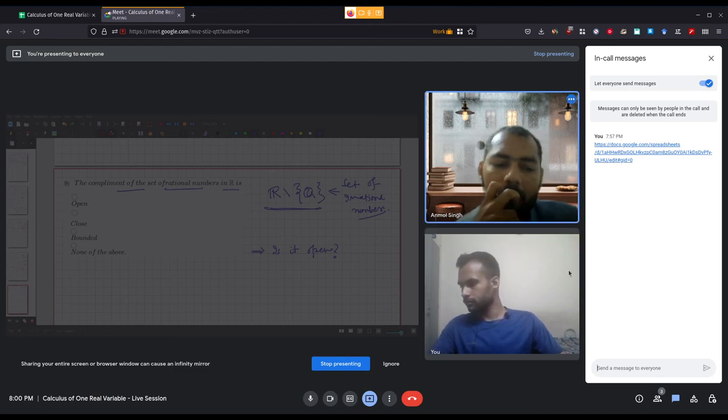Open hi hoga sir, because jo rational number nahi hai wo irrational numbers honge obviously, matlab complement unka irrational number hi ho jayega, sare irrational number jo hain wo to open hi honge.